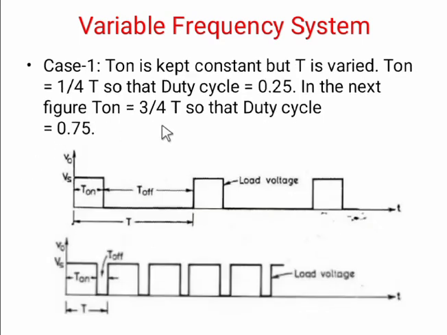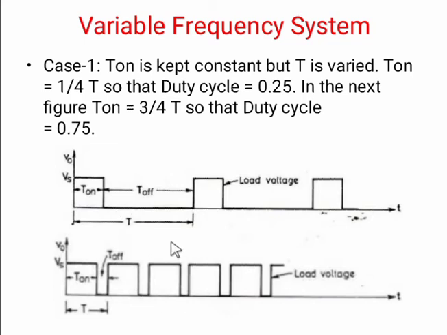First consider T on as 1/4 of the total time. Here the total time is T and T on is the 1/4 portion of this total time. So the duty cycle D is T on by T, which is 25%. In the next figure, the T on time is kept constant, but T is varied. So the T on time is 3/4 of the total time, and the duty cycle is 75%.